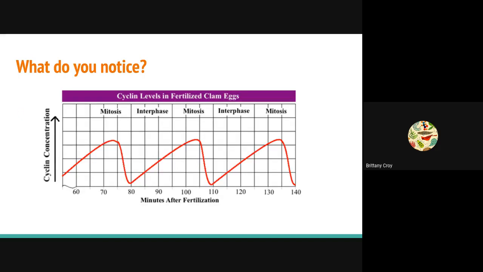Let's start by taking a look at this graph. This graph shows cyclin levels in fertilized clam eggs. The x-axis is minutes after fertilization, and the y-axis is cyclin concentration. So look at that peak. That means the high point of the cyclin concentration. Does it relate to an event? Yes. Every time the graph is high, mitosis happens. Every time the graph is low, interphase happens.